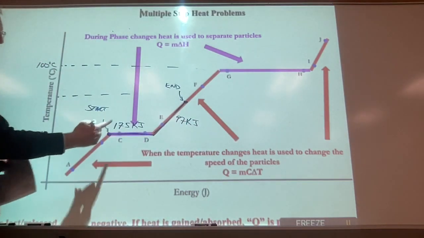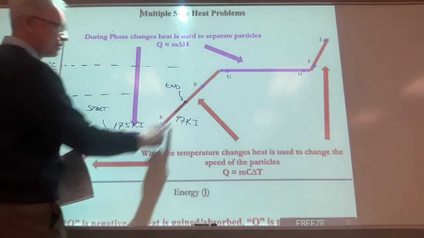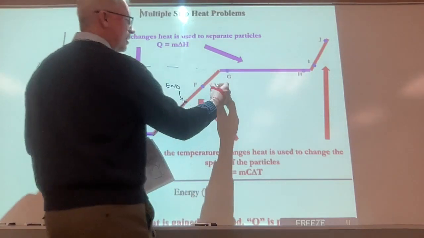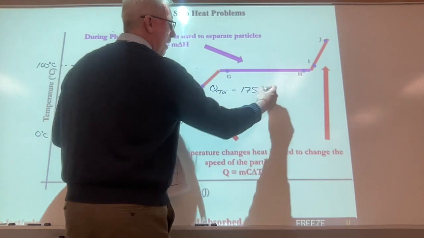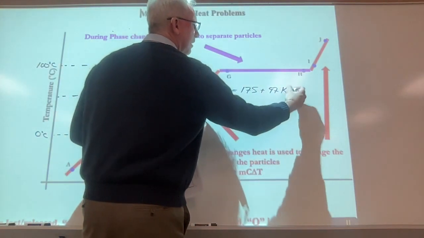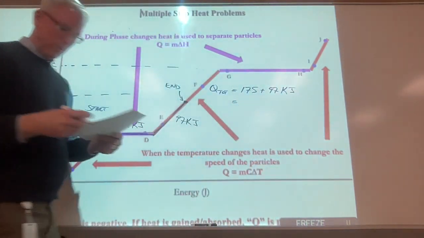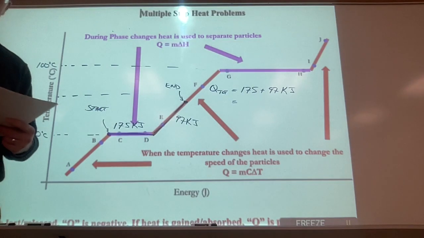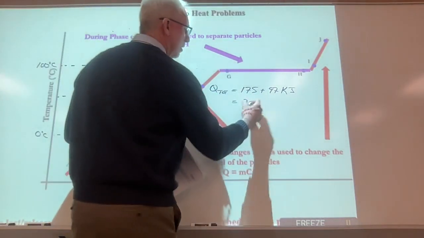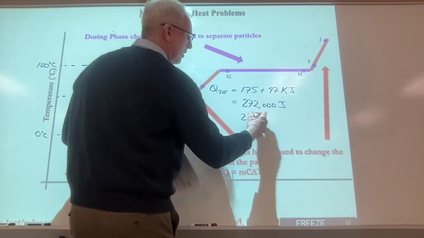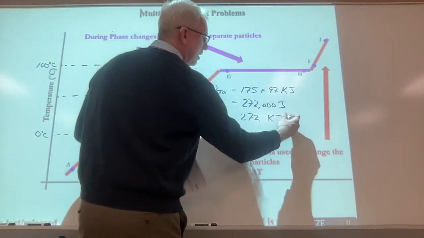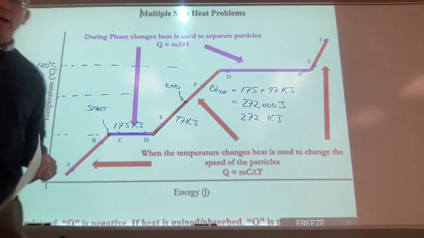So the total trip from our start to our end is just going to be Q total is equal to 175 plus 97 kilojoules. And that's going to work out to be 272,000 joules or 272 kilojoules, however you want to look at it.